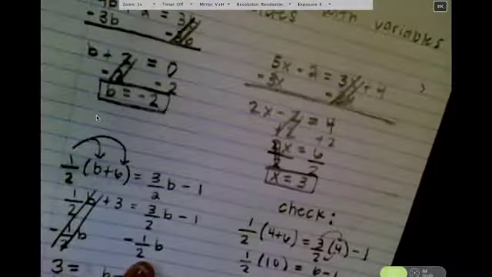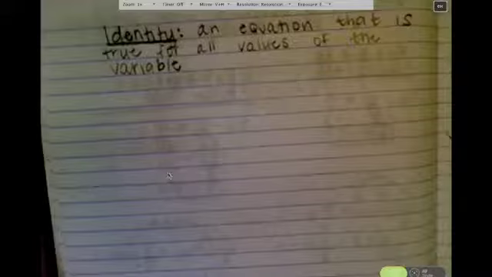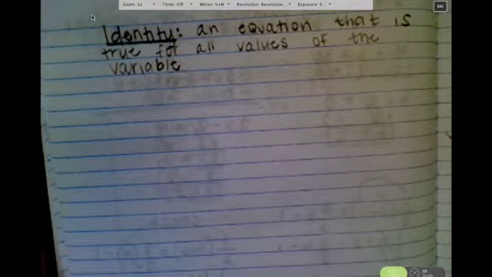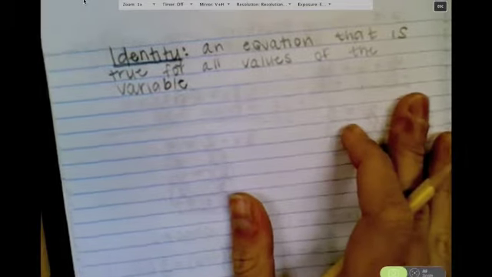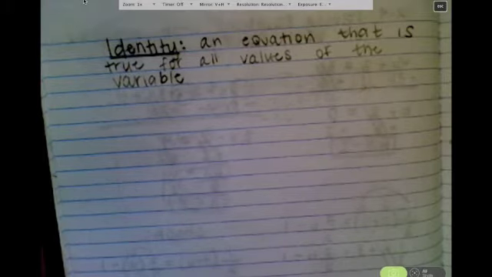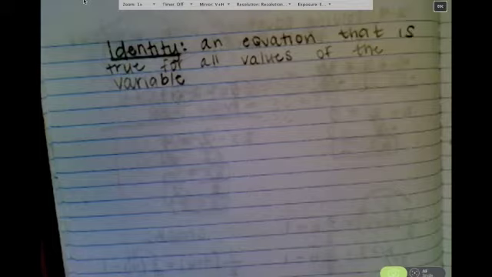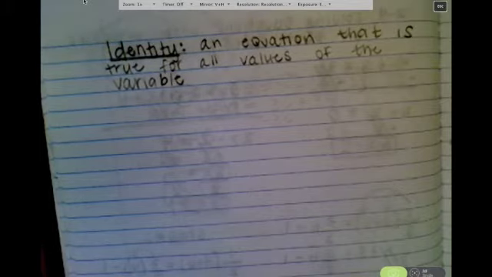Okay, if you'll turn over to page 20 in your composition book, we're going to talk about the 2 vocabulary words that you need to know for this section. Okay, so here's the vocabulary word for this section. Identity is the first one. It's an equation that is true for all values of the variable. So basically, an identity is an equation where you could plug in any value for the variable and you would always get a true equation.